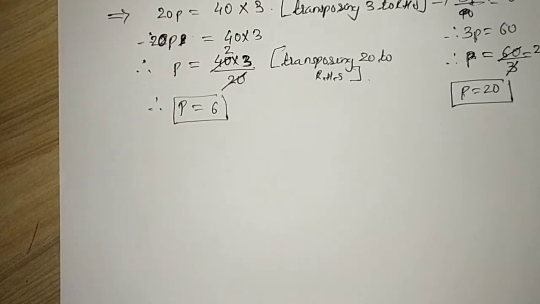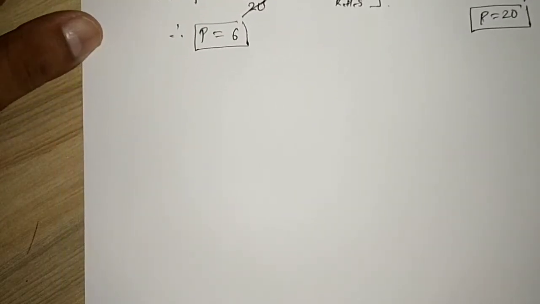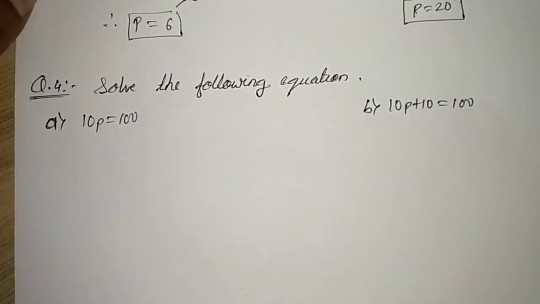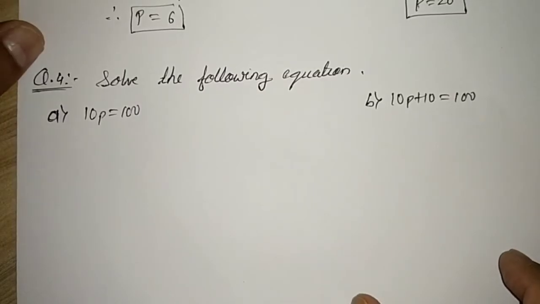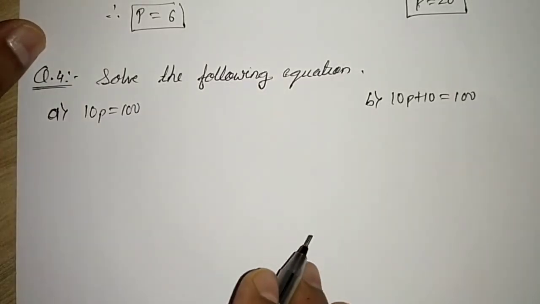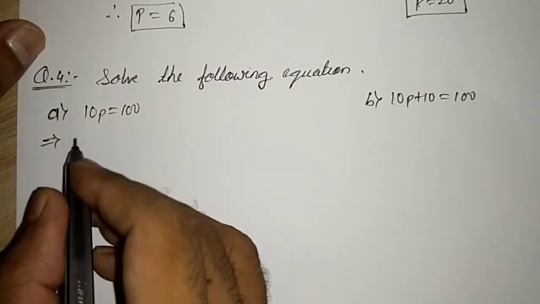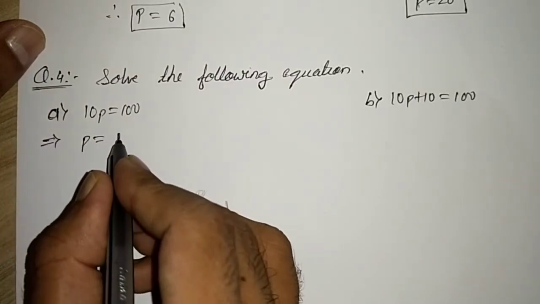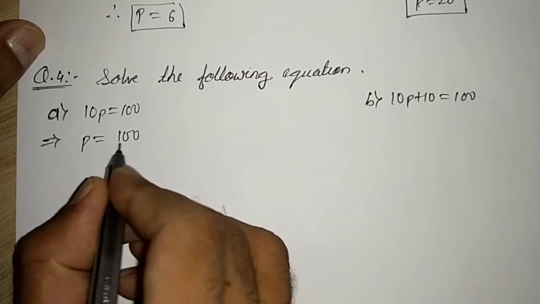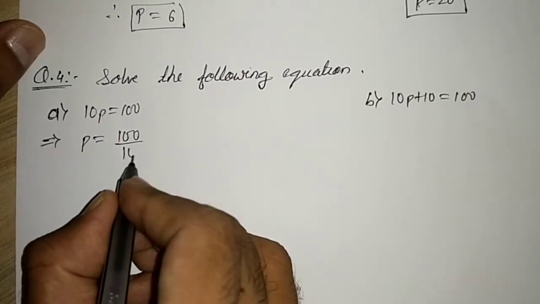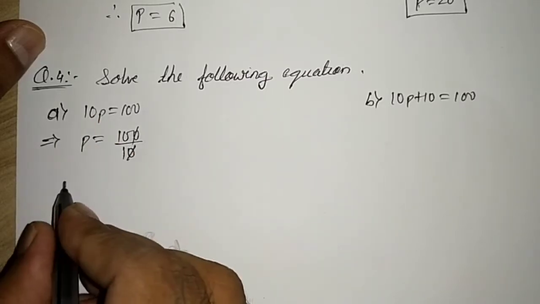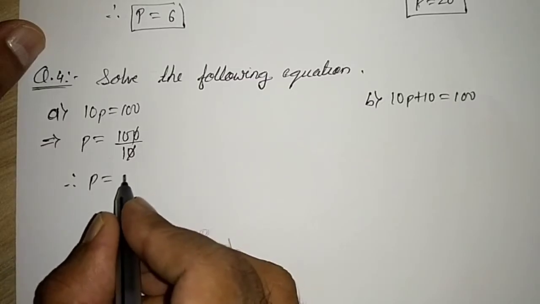Now moving to fourth question, let me first write down. Question number 4 says solve the following equation. So we will write transposing 10 to RHS, we get 10p is equal to 100, because it was in multiplication, so it will divide. 0 0 will cancel out, so p is equal to 10.